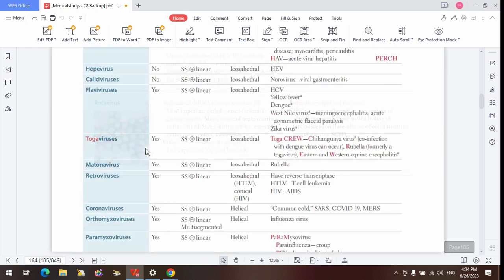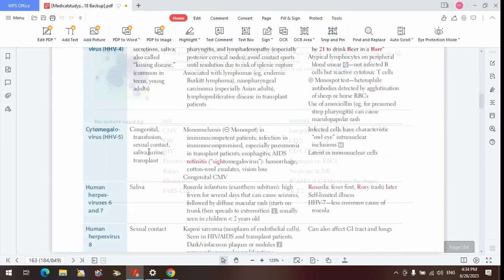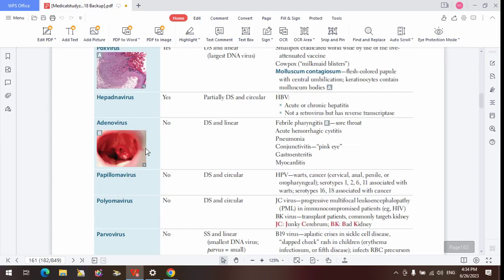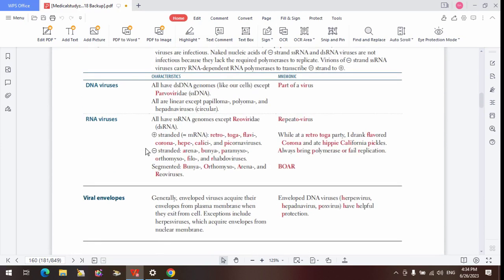It's no longer here. I think they've removed that slide. Oh wow, they removed that slide. Okay, so we just assume that it's linear too. They removed that slide. Okay.